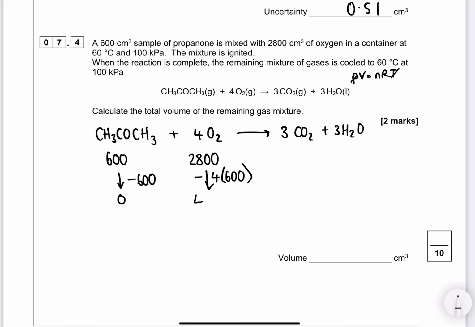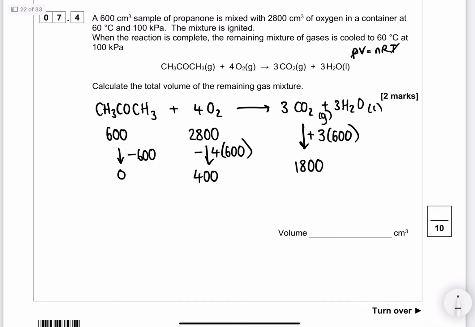So there's 400 centimetres cubed of oxygen left, and this one will go up. So this was a liquid. This is the only other gas, carbon dioxide. This one will go up by 3 lots of 600. So that will go up to 1,800 centimetres cubed. So we need to total the leftover oxygen and the carbon dioxide that we've made, 2,200 centimetres cubed.